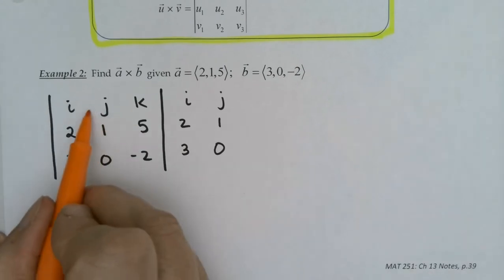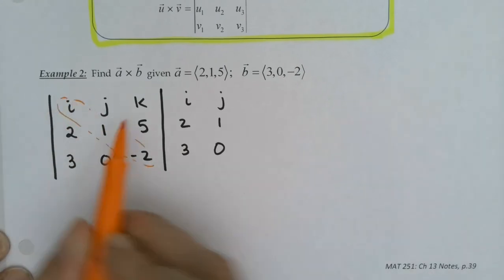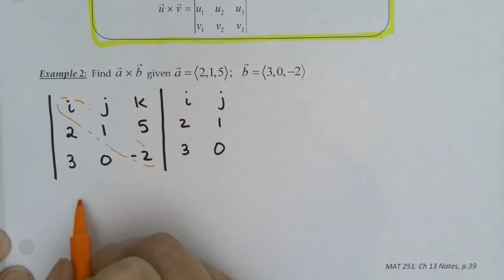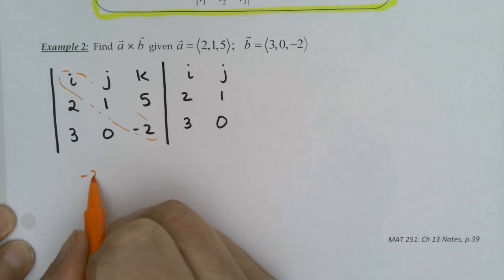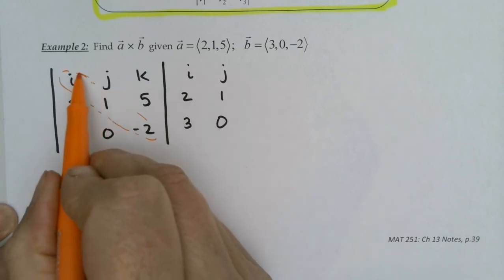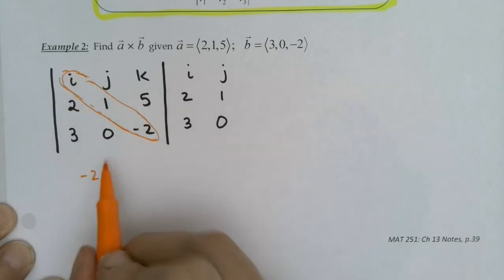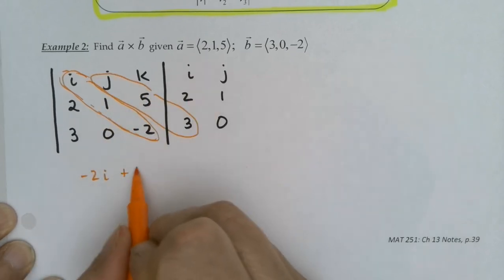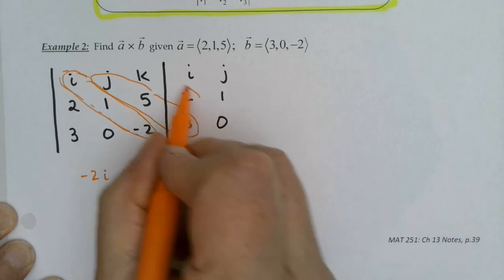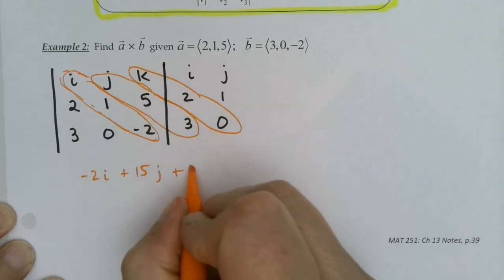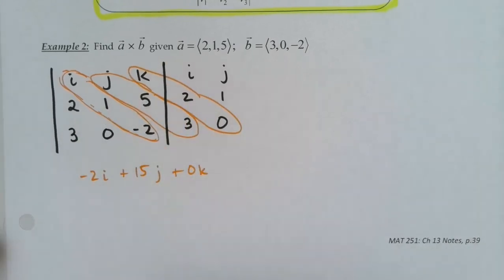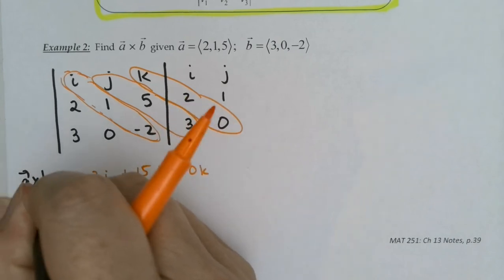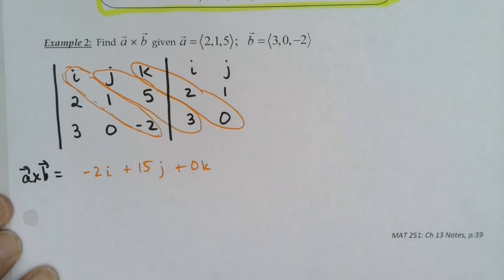Okay, so you go on the diagonal. So you're going to go -2i. I'm just going to put it down here. -2, right? Because that's what 1 times -2 is. So -2i, 15j, and 0k. So that's that first bit. Oh, and I'm finding A crossed with B. That's what I'm looking for here.